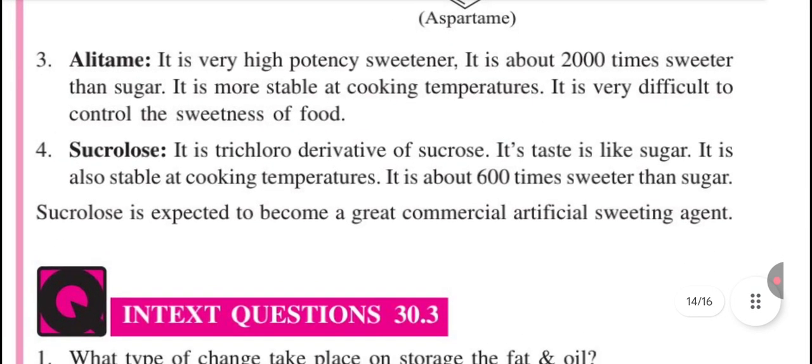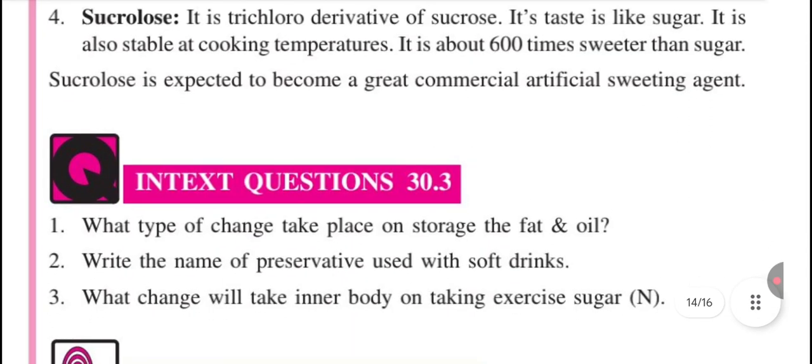Fourth, sucralose. It is a trichloro derivative of sucrose. Its taste is like sugar. It is also stable at cooking temperatures. It is about 600 times sweeter than sugar. Sucralose is expected to become a great commercial artificial sweetening agent.